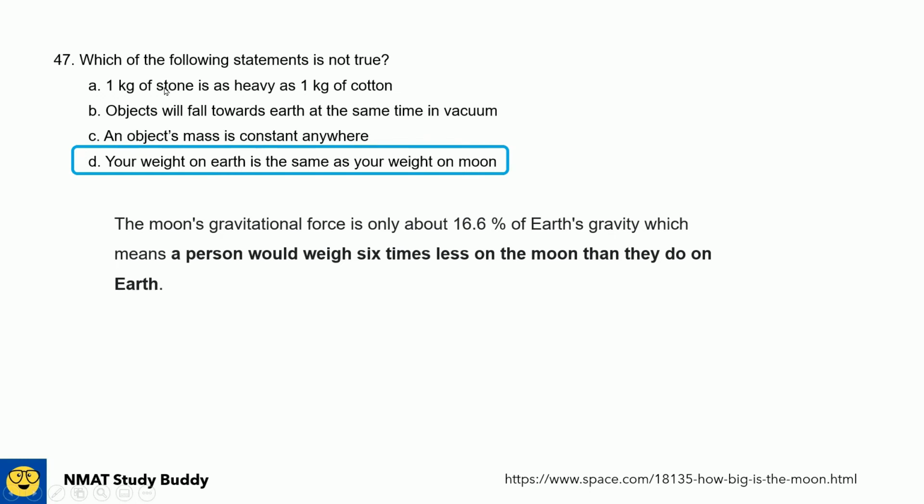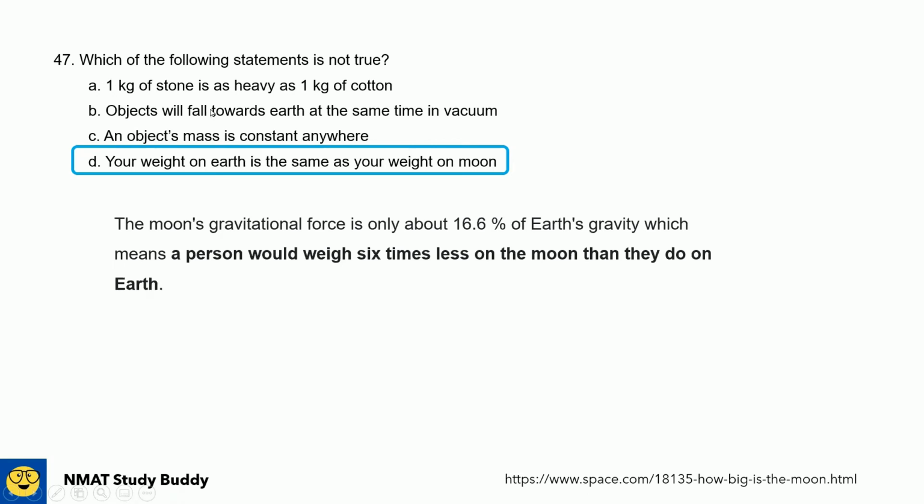Yan, dito sa letter A, parang medyo maliitin tong statement na to. Dapat sinabi na yung stone at saka yung cotton ay nasa earth. Kasi given tayo ng mass na 1 kilogram, di ba? Yung mass kasi, hindi siya ginagamit to refer to the weight of the object. Yan yung physical quantity ng matter na meron yung object. Hindi siya yung timbang. So, dapat in-state dito na both the stone and cotton are on earth para maging true siya.